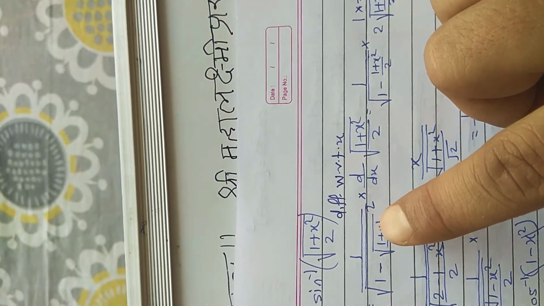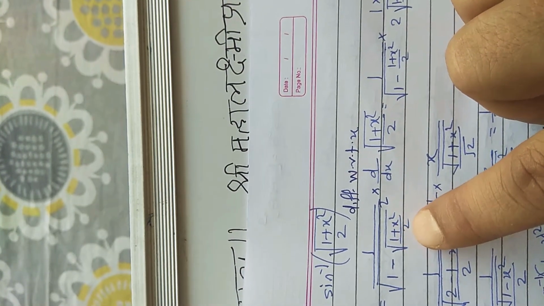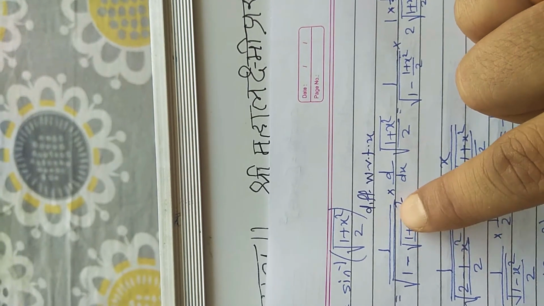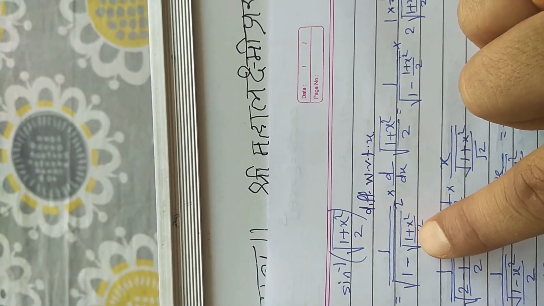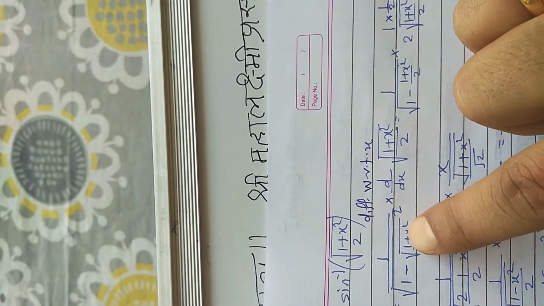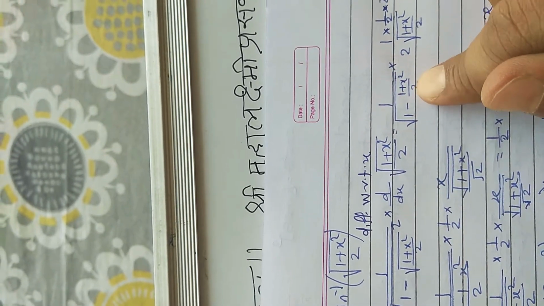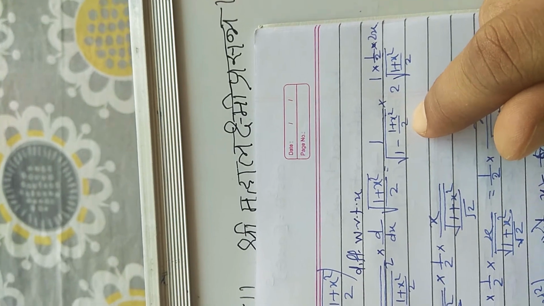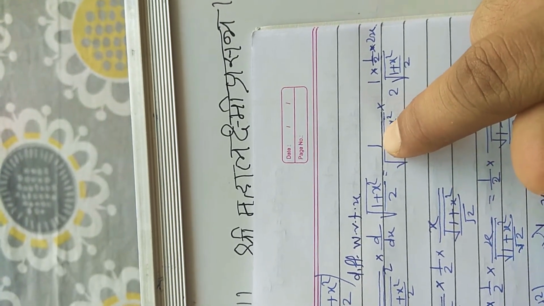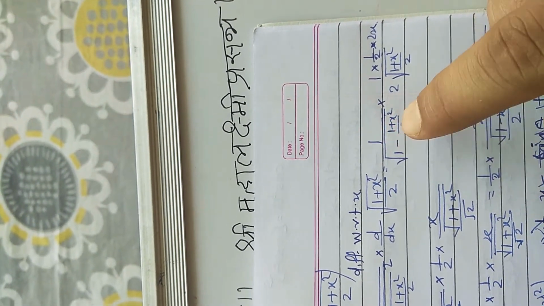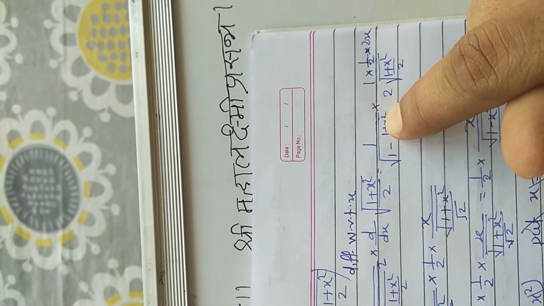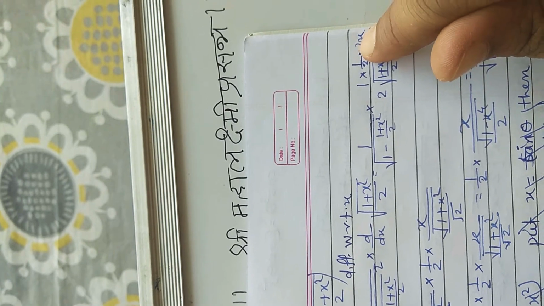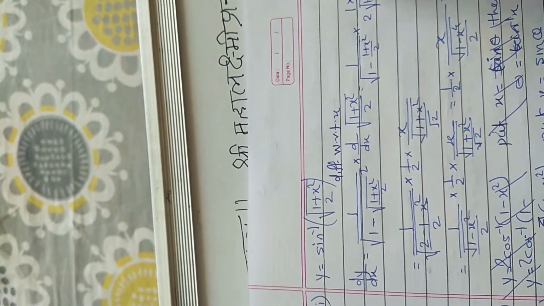In the meantime, we will simplify this root as root square will be, root and square will get cancelled, and 1 plus x square upon 2 it will remain, and we can simplify this as 2 ones are 2 minus 1, that will give you 1, this minus x square. Let us see, this 2 and 2 also will get cancelled. Here it will remain now x.